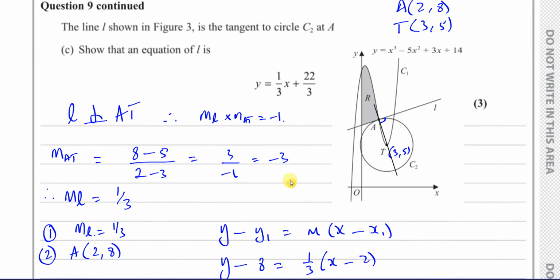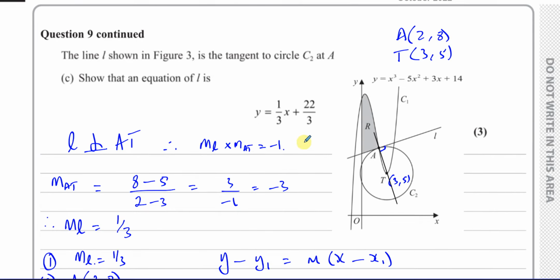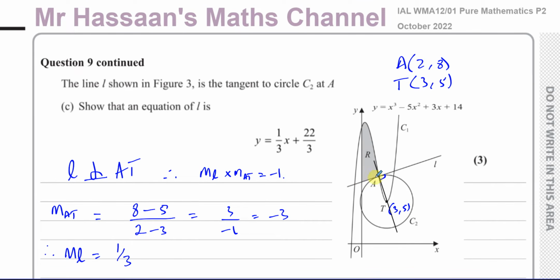So there's the answer to part C. We've shown that the equation of the line L, which is the tangent to the circle at C, is given by this formula here. And that concludes question part C.